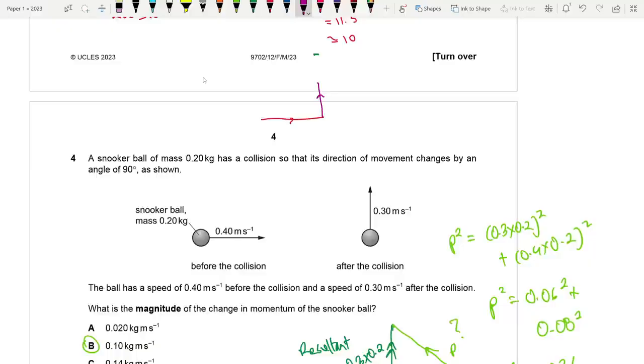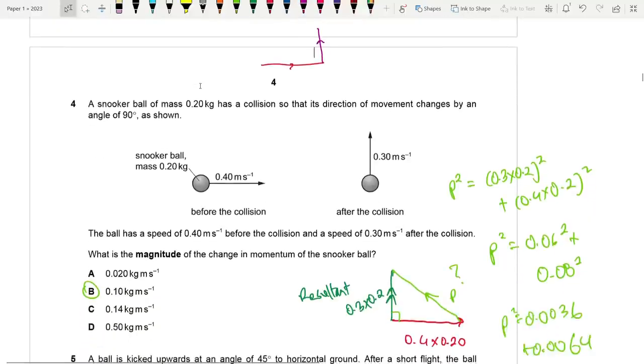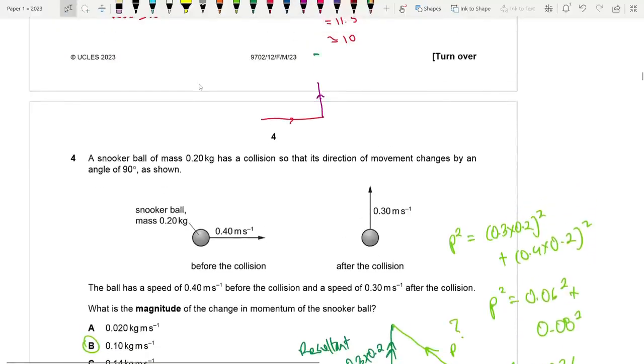So basically, this purple one is the resultant, right? Now, we basically need to find out the magnitude of the change in momentum of the snooker ball. So guys, if this was our initial motion, obviously we need another vector to end up at this point. So what is that vector? What can that vector be? This one over here.